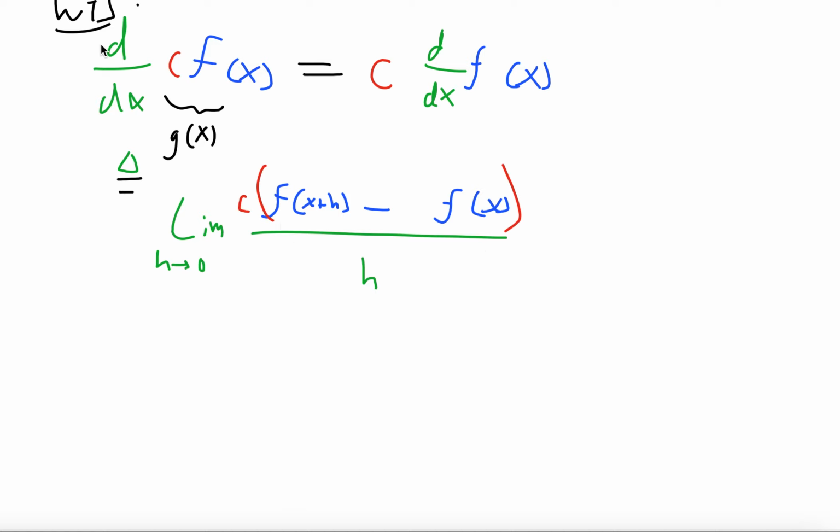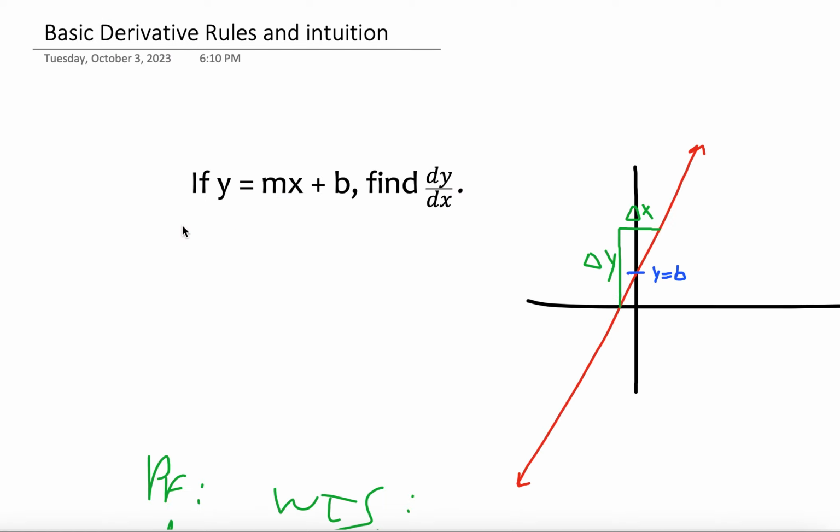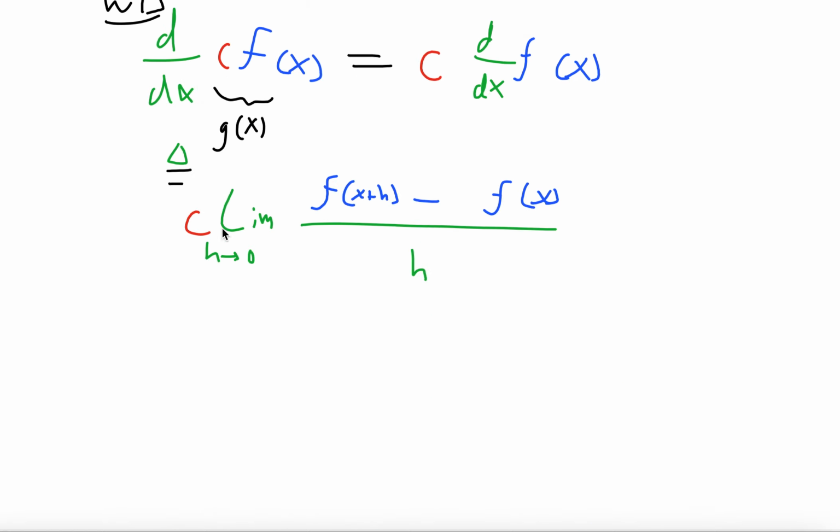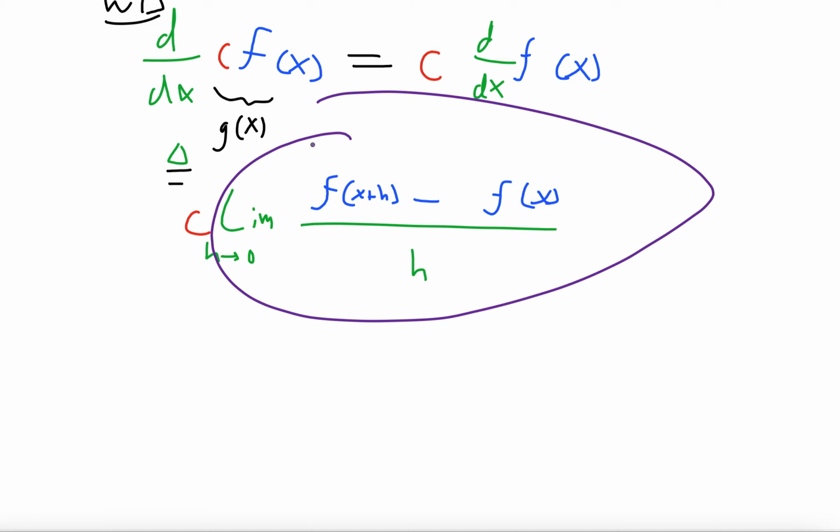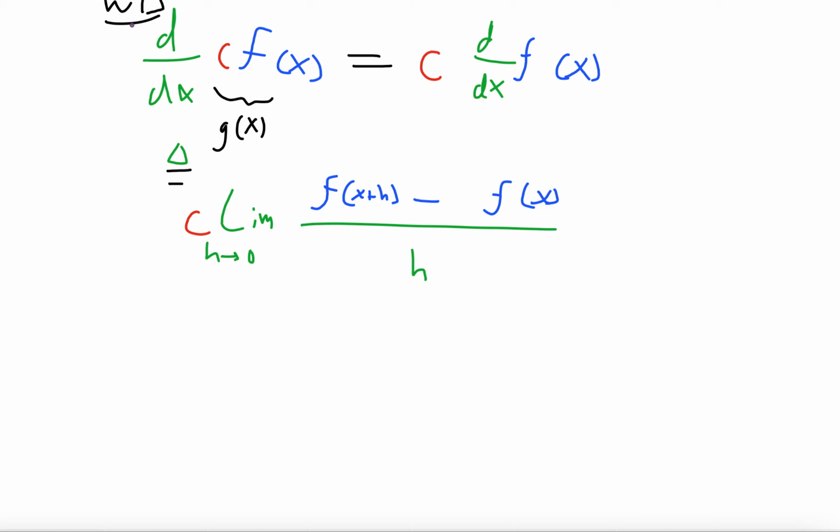And then by the arithmetic of limits, we can hop that c out in front. Here we go. And that means that by the definition of a derivative, this entire expression is the derivative of f with respect to x. So we can say that this is equal to, by definition over here, the derivative with respect to x of the function f of x with just a constant c in front of the derivative.